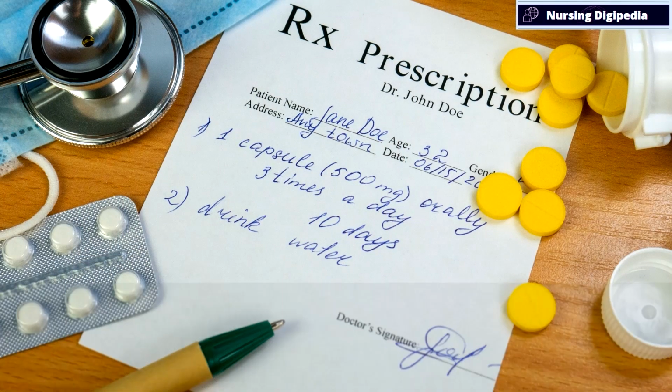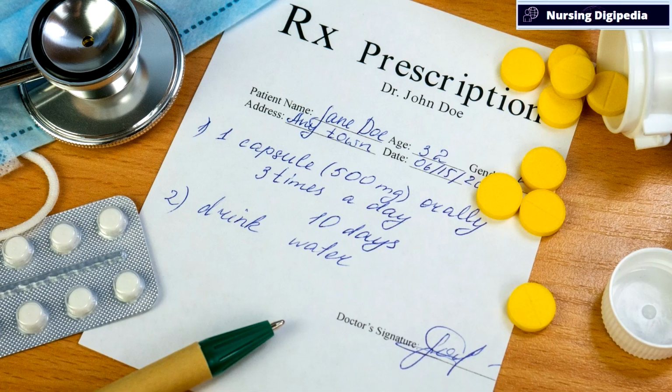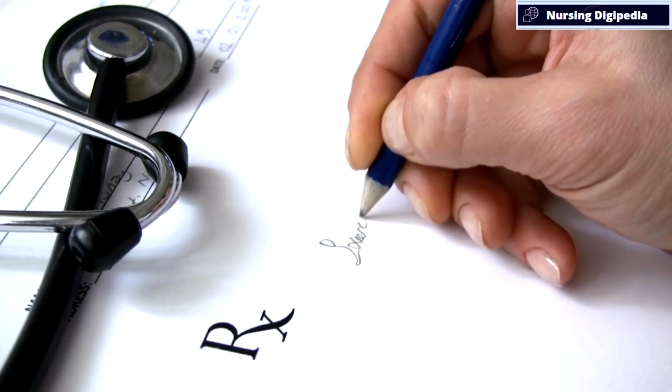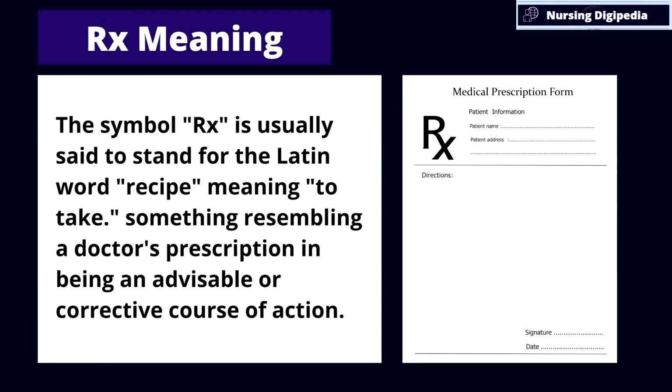Here is a sample prescription form for our learning purpose. Whenever you visit a doctor, a few details are taken such as age, gender, blood pressure, weight, etc. And then the doctor listens to you and writes down all your health issues to diagnose, and then the doctor prescribes medicine. You will see the symbol RX in prescription. The symbol RX is said to stand for the Latin word recipe, meaning to take, something resembling a doctor's prescription in being an advisable or corrective course of action.